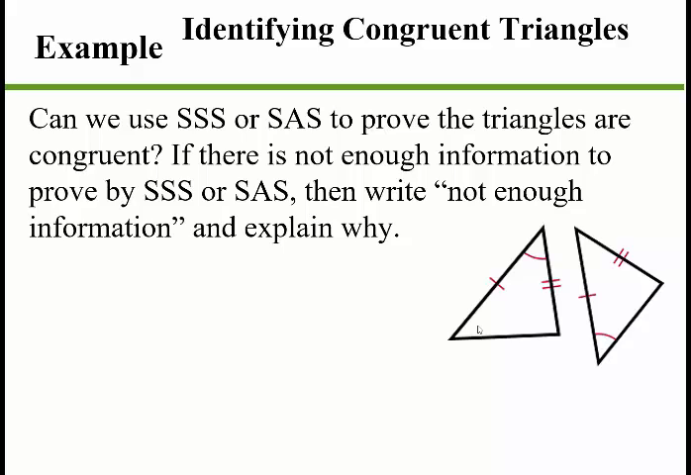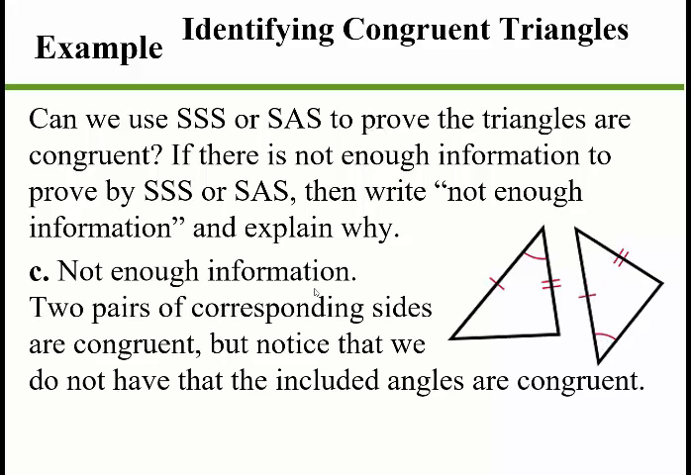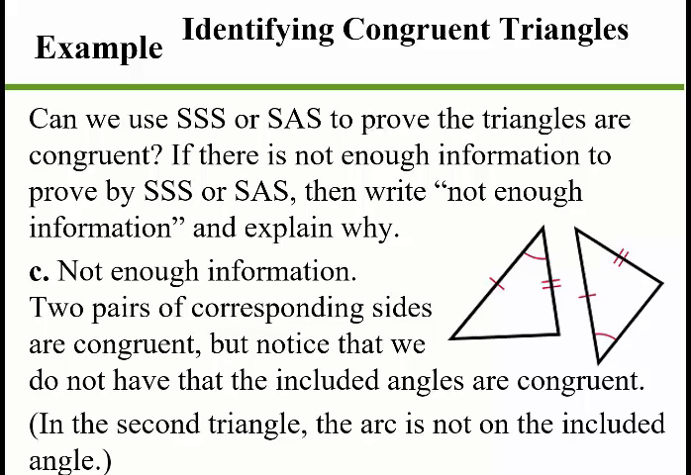All right, let's take a look at this one. Here I have side, great, side, great. So I have two sides that are congruent. But notice this angle here is the included angle between this side and this side. We would need this angle to be congruent with this one to use the side, angle, side postulate. But we don't; it's over here, not included between this side and this side. So there's not enough information. Two pairs of corresponding sides are congruent, but we do not have the included angles congruent. So we can't prove that these two are congruent. In the second triangle, the arc is not in the included angle, like I said.